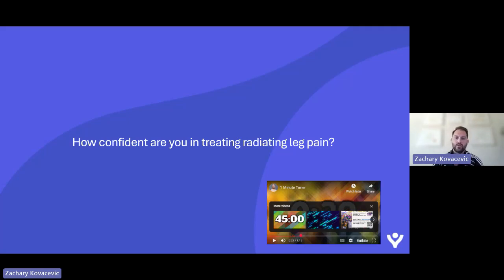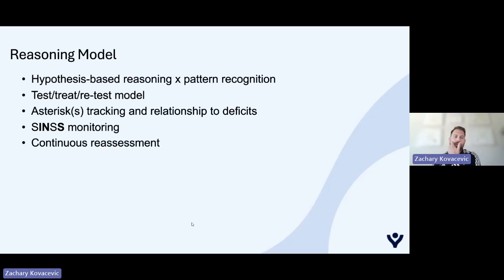Okay, so as we move forward, right, it's important to level set some things. Emily alluded to this. I went through an orthopedic residency program. I went through an orthopedic manual physical therapy fellowship thereafter. I completed that in 2022. And a lot of my training within those models was through the Maitland reasoning model, right? And some of these points are emphasized here, right? Hypothesis-based reasoning and pattern recognition.